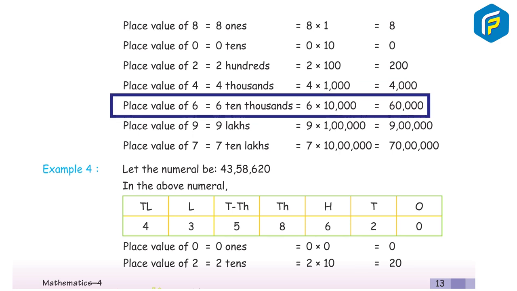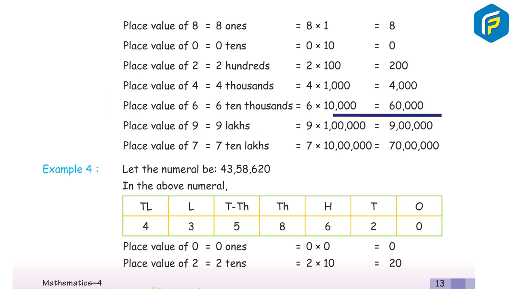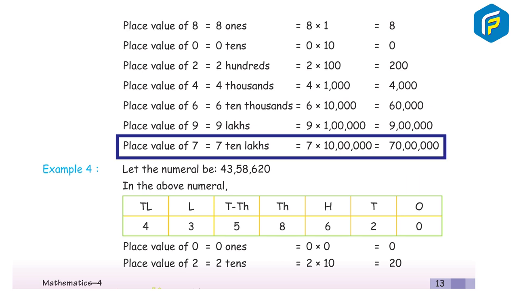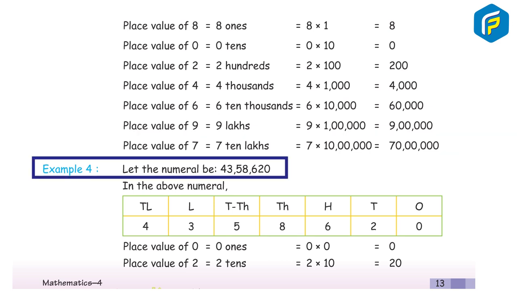Place value of 6 is 6 ten thousands, which is 6 multiplied by 10,000, equal to 60,000. Place value of 9 is 9 lakh, which is 9 into lakh, equal to 9 lakh. Place value of 7 is 7 ten lakhs, which is 7 multiplied by 10 lakh, equal to 70 lakh.